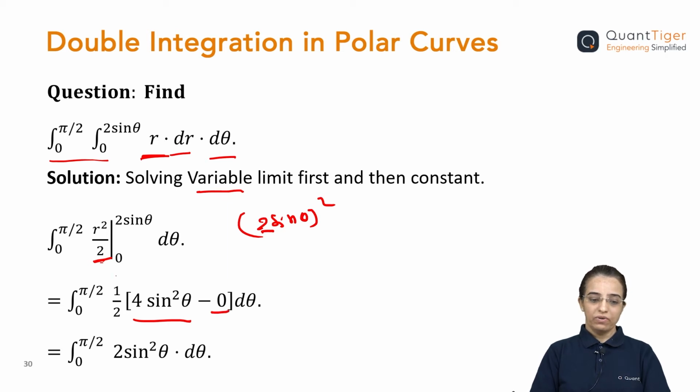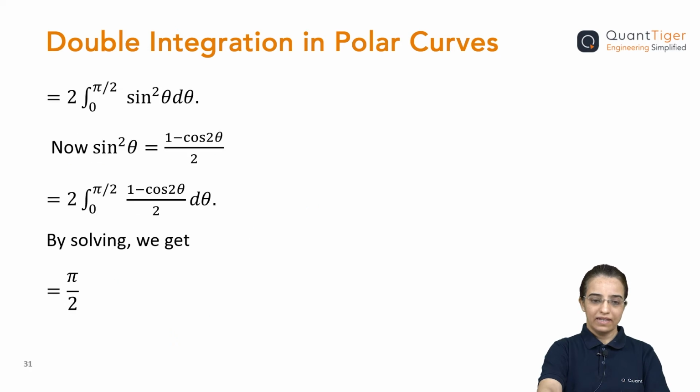So now if you simplify it, it will be 2 to the 4, 2 sin squared theta from 0 to pi by 2. Now we have to integrate with respect to theta and then substitute the limit. In order to integrate sin squared theta, we will convert it into some other form. We know sin squared theta we can write as (1 minus cos 2 theta) upon 2.